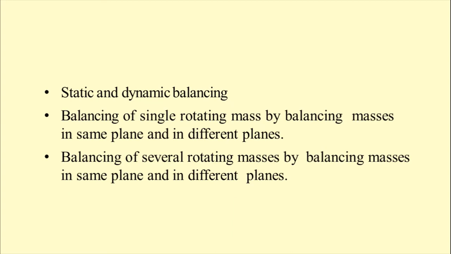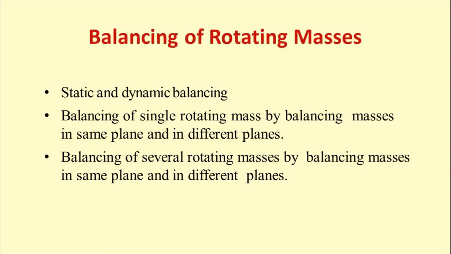For balancing of rotating mass, we know that there are basically two types: one is static and one is dynamic balancing. Now balancing of a single rotating mass by balancing masses in the same plane and in different planes is done, and balancing of several rotating masses by balancing masses in the same plane and different planes is also done accordingly.